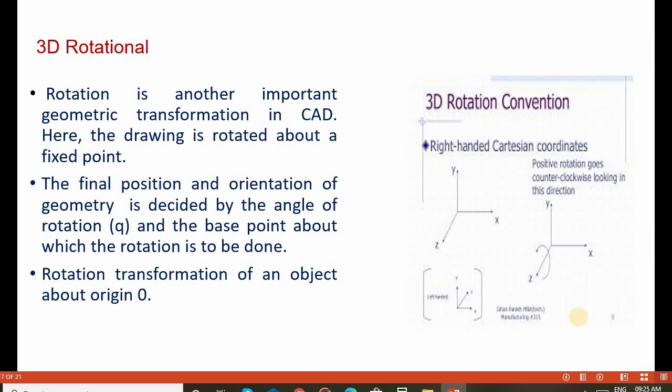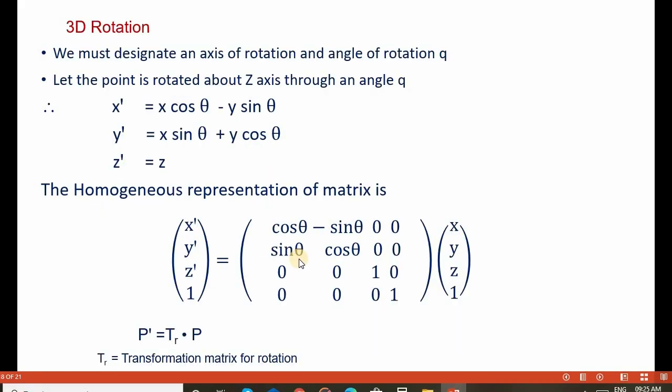Next, 3D rotation. Rotation is another important geometric transformation in CAD. Here the drawing is rotated about a fixed point. The final position and orientation of the geometry is decided by the angular rotation and the base point about which the rotation is to be done. We already discussed 2D rotation also. The rotation transformation is about the origin, which is a base point, called the pivot point.